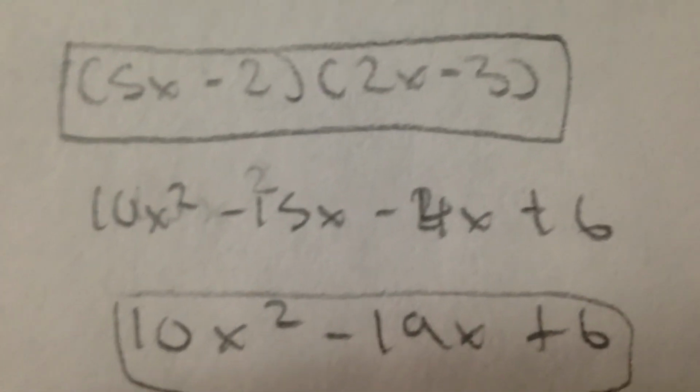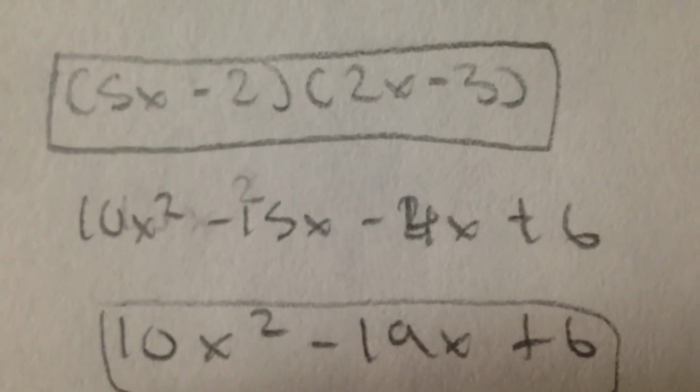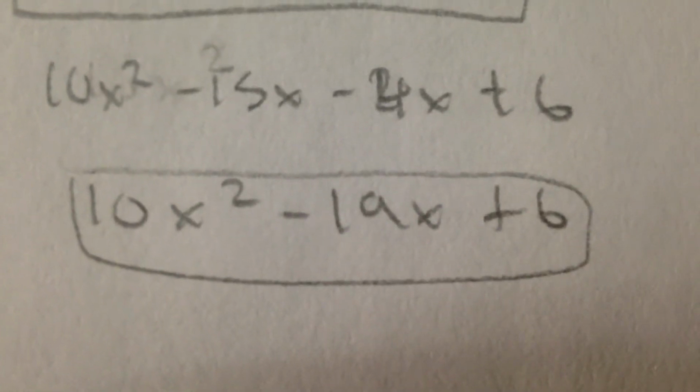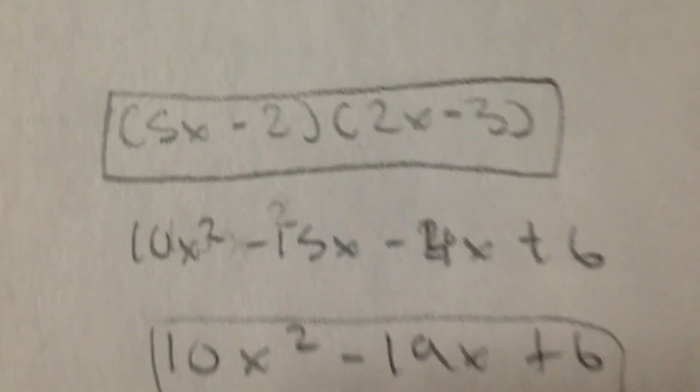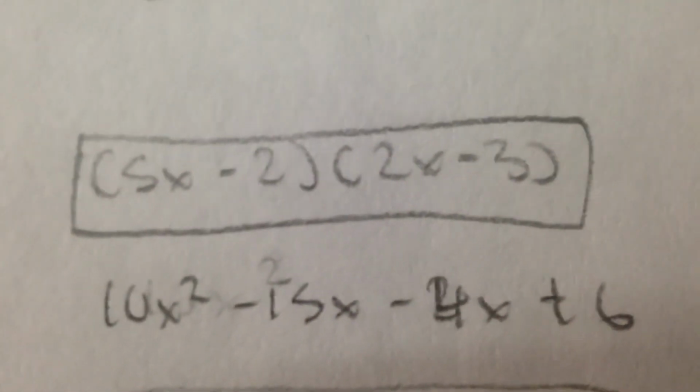So we get 10x squared minus 15x and then minus 4x plus 6. And then when we combine like terms, we get our answer. So our answer is 5x minus 2, 2x minus 3.